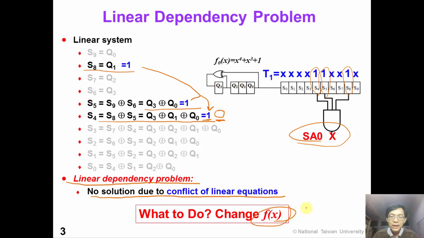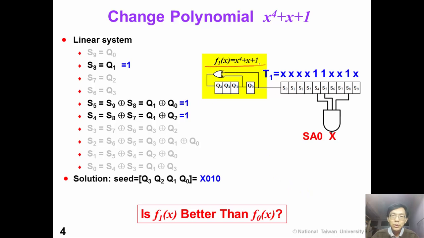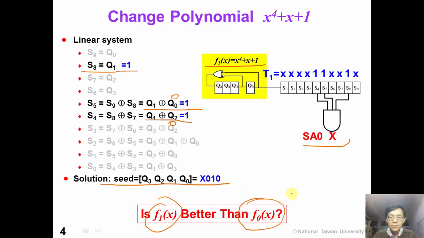A simple idea is that we can change the polynomial. Now, suppose we change this polynomial to f1, which is another primitive polynomial, x to the 4th plus x plus 1. Given the same fault, now we can successfully find a solution where Q1 is 1, Q0 is 0, and Q2 is 0. So we can now find a seed successfully. So does it mean f1 is better than f0?